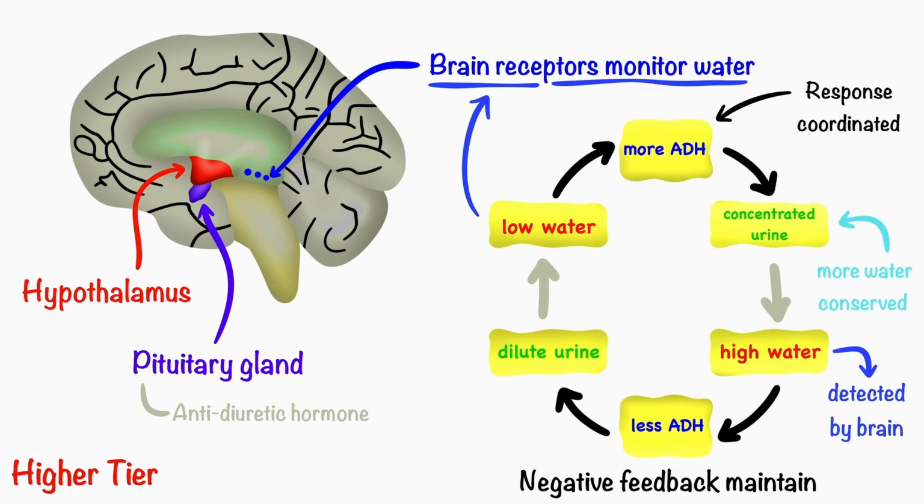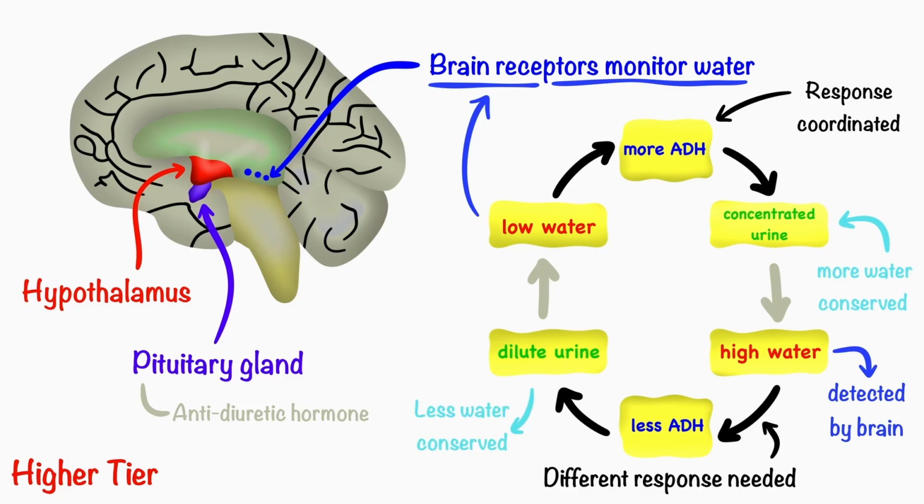Conversely, when water content in the blood is too high, the brain receptors detect this change. The coordination center receives this information and coordinates a different response. The pituitary gland releases less ADH, so less water is reabsorbed from the kidney tubules.